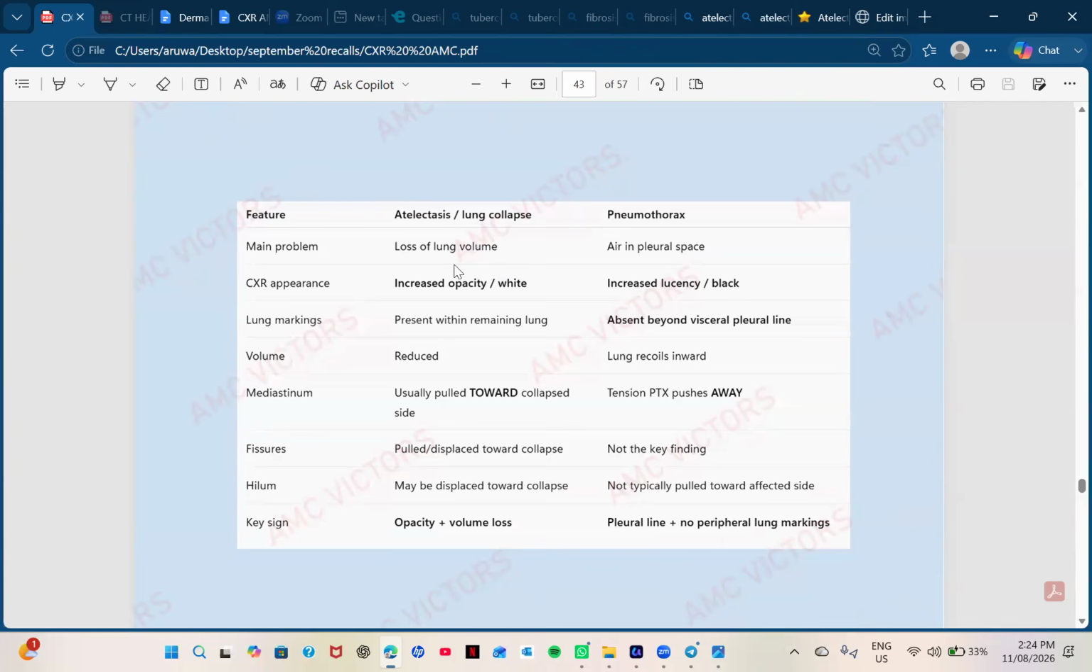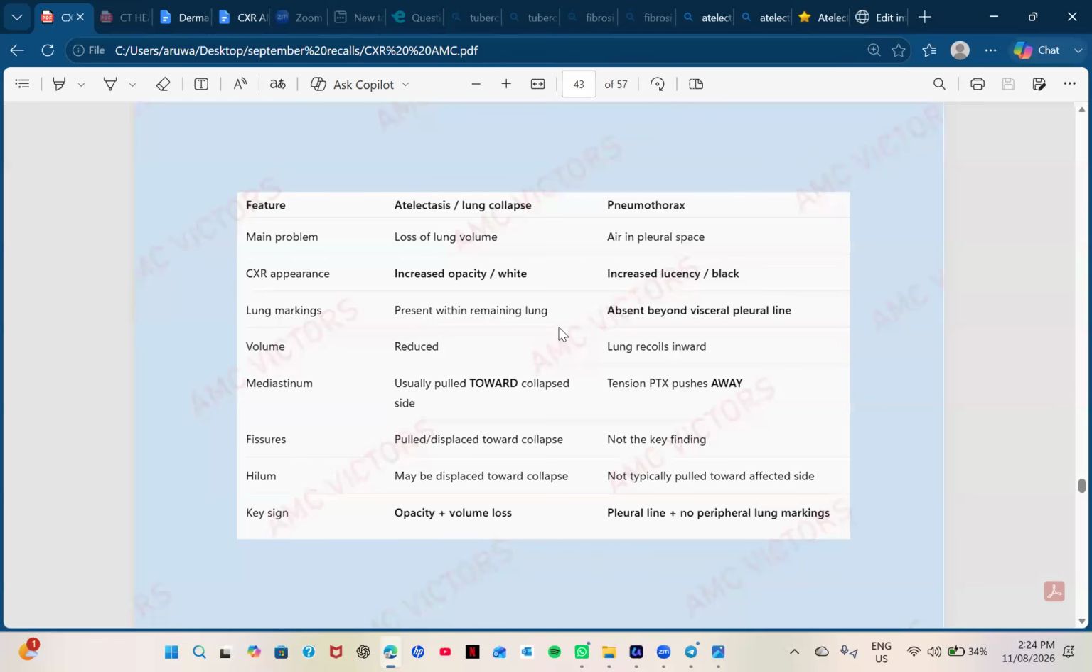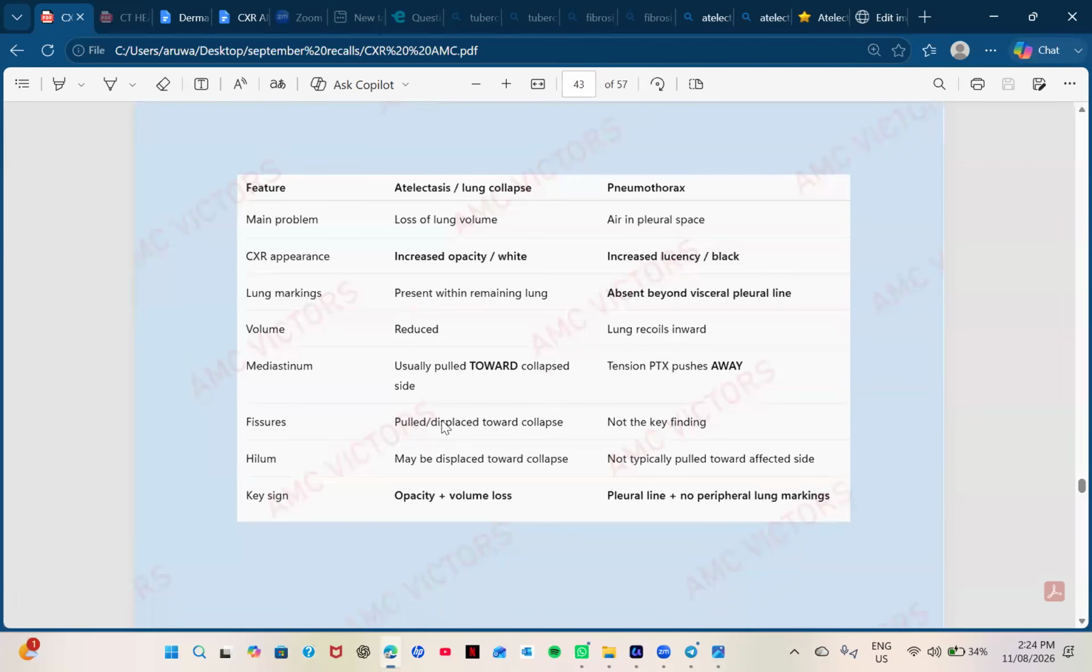Okay, main problem here, lung volume loss. Here the air in the pleural space, right? Here in the chest appearance, increased opacity here in white, and here increased lucency, the black color, black and white, very important. Because of the air, you all know air can be seen in black color. Here, due to the lung volume loss, volume loss means the air is losing, right? The volume is lost. So in that case, you can see the white here, the lung marking present with the remaining lung. Here the volume is reduced.